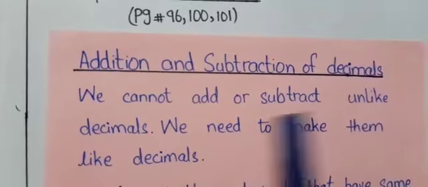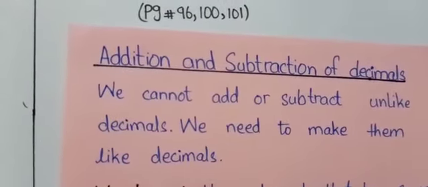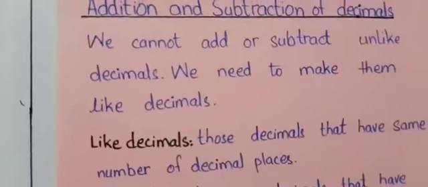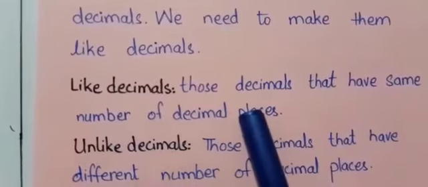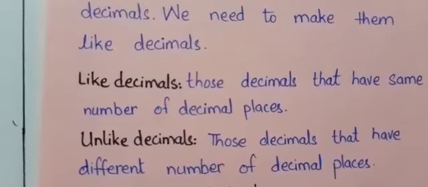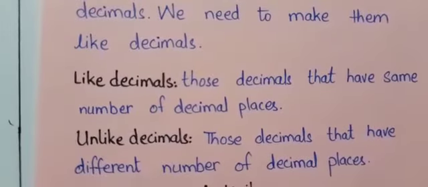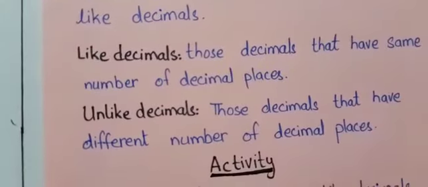We cannot add or subtract unlike decimal. We need to make them like decimal. Now, most of you will ask, teacher, what is like decimal and what is unlike decimal? So let me show you. Like decimals, those decimal that have same number of decimal places, mean the digit after point. Okay. Unlike decimal, the decimal that have different number of decimal places.